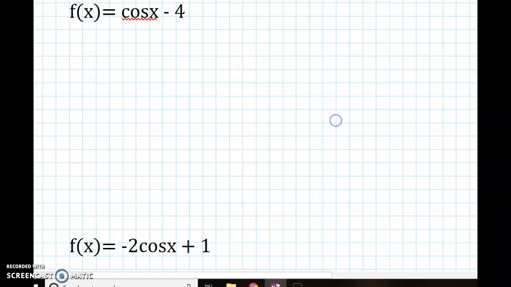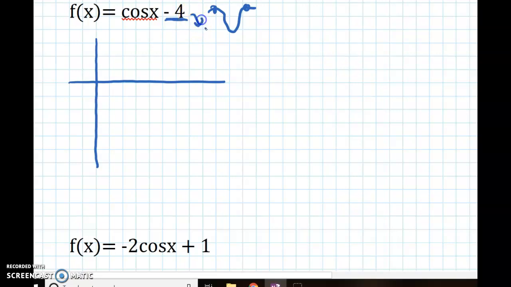Now, let's do a vertical shift. Now we're going to do a cosine graph. Remember, a cosine graph looks like this. It starts at the top and ends at the top. Keep that in mind. So this time, we have a vertical shift. Now, we know this is on the outside with a vertical shift and not on the inside because there's no parentheses. So this is just telling me that we shift down 4.